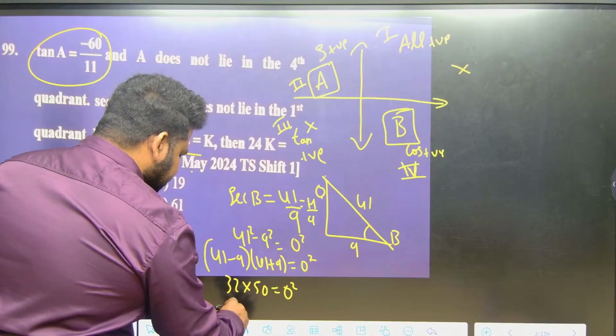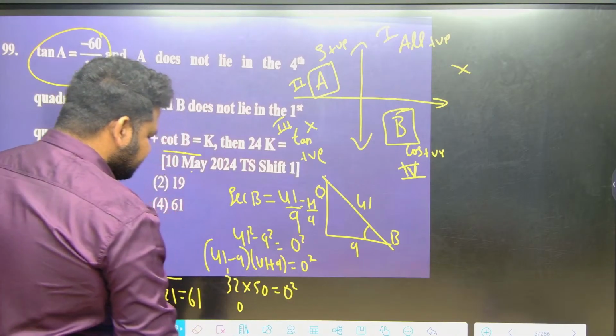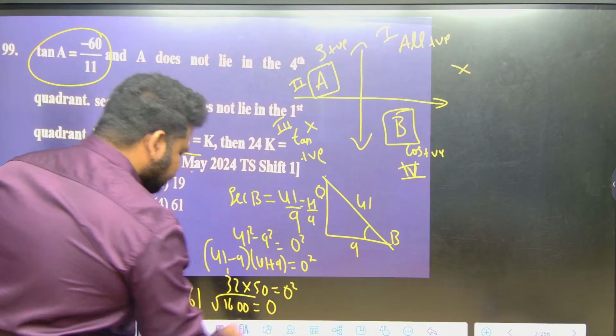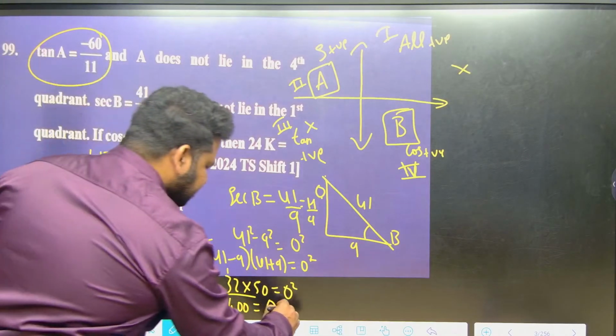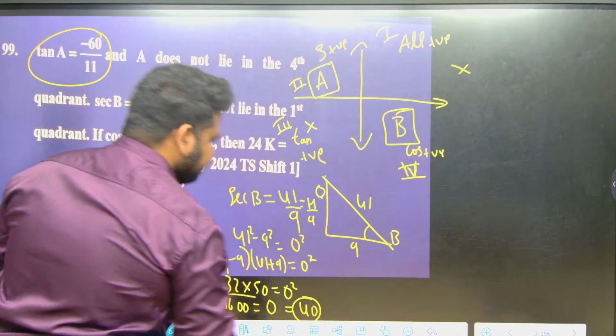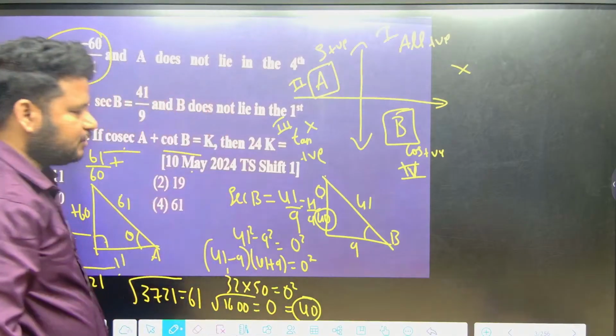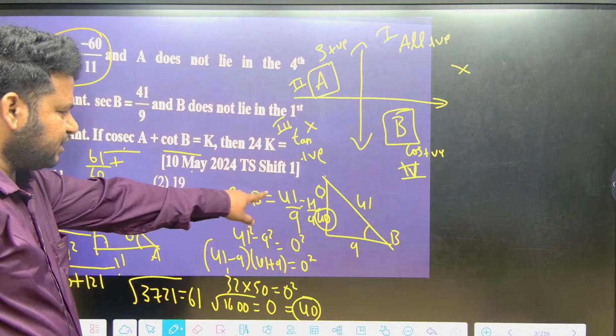32 into 50 is equal to o square. 5 2s are 10, 5 3s are 15, 16, 1600. So o square is 1600, and I want o, the square root of 1600. I will get 40. I got the value of this as 40. Now secant B is 41 by 9.